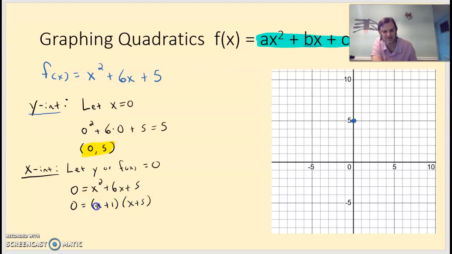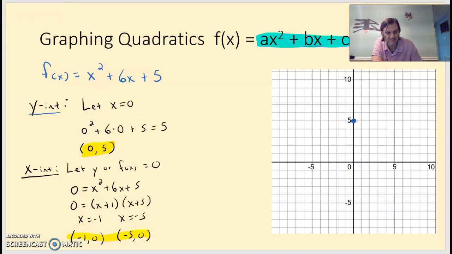We can make two small equations. x plus 1 equals 0, x plus 5 equals 0. We get x equals -1, x equals -5. That's the point (-1, 0) and also the point (-5, 0). So quadratics sometimes had two solutions. This one also has two solutions, which means it has two x-intercepts.